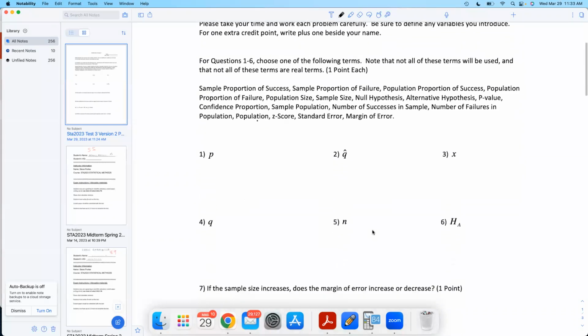Okay, I'm not going to do this one for you because I really, really like this question. Knowing what all the letters stand for. That's going to be on your test. You got to know what all the letters stand for.